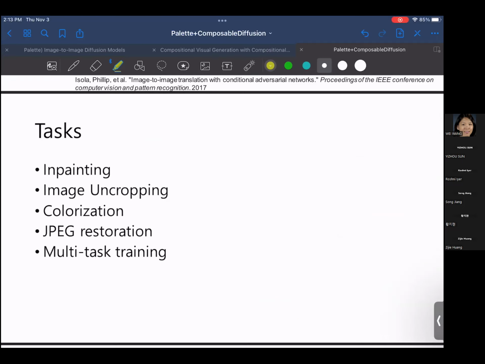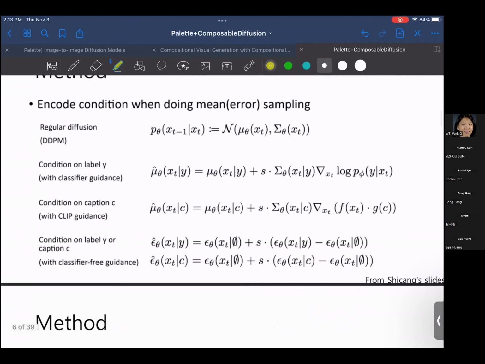We're also going to focus on colorization, which is coloring the image, and JPEG restoration, which is the task of getting rid of the compression artifacts. And multi-task training, which they say has not been done well in previous projects, and this is the first time they are proposing it. So their model is one model that can perform all four tasks: inpainting, image uncropping, colorization, and JPEG restoration. I would say the method itself is very simple.